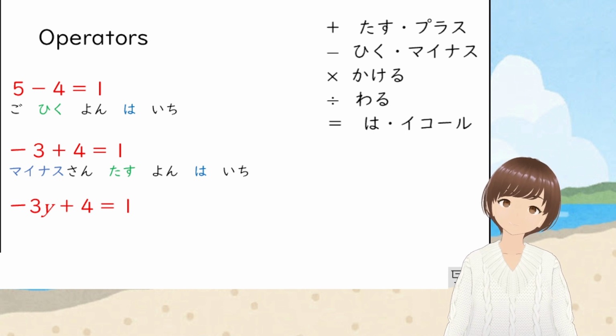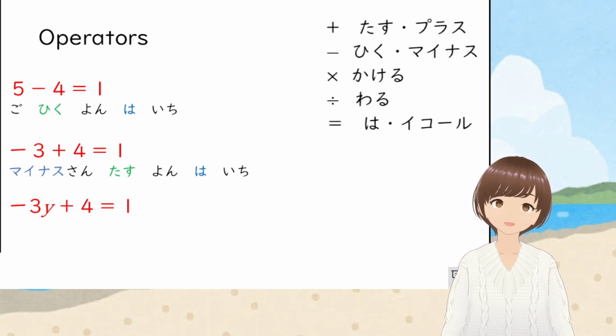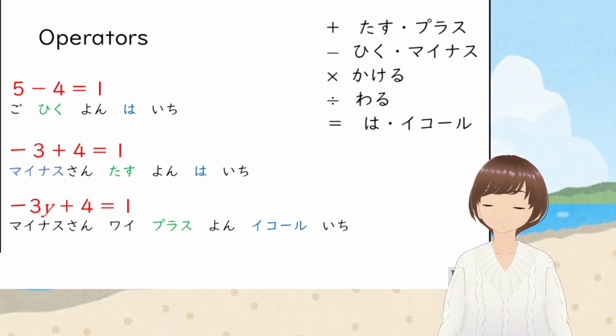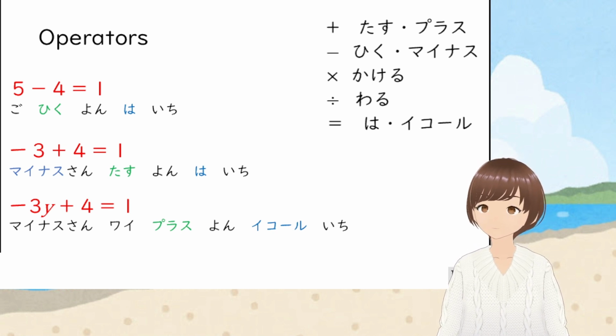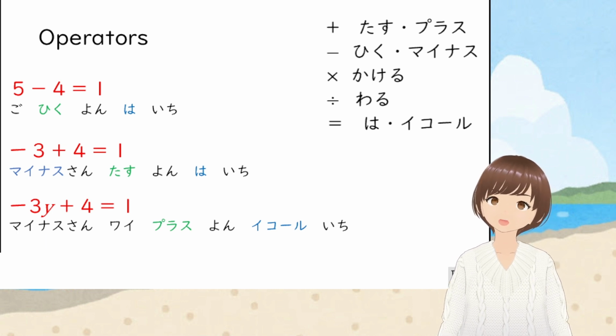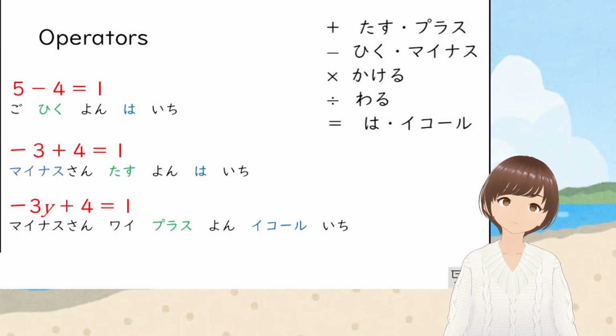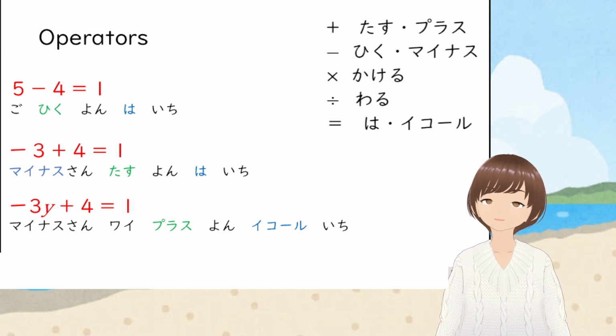For equations involving variables, we don't use 引く, 足す, and は anymore. We read this as minus 3y plus 4 equal 1. Even though plus, minus, and equal are from English words, make sure to pronounce in the Japanese way.